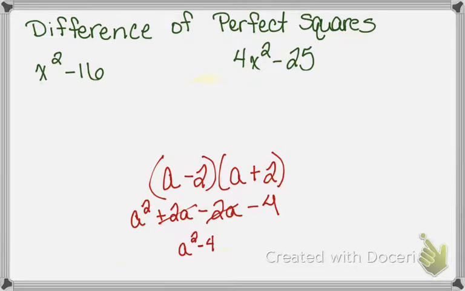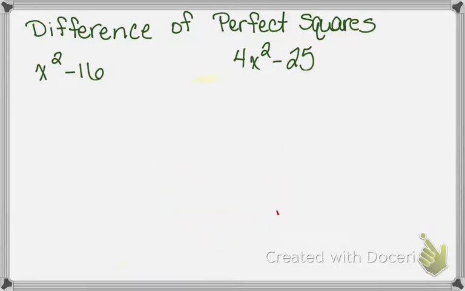Now, when you were multiplying or FOILing the difference of perfect squares, it wasn't necessary for you to be able to identify that that was a difference of perfect squares. When you factor it, it is necessary for you to identify that this is the difference of perfect squares. So, this is the definition of the difference of perfect squares. I have a squared minus b squared. You have to be able to identify these three things for something to be a difference of perfect squares.